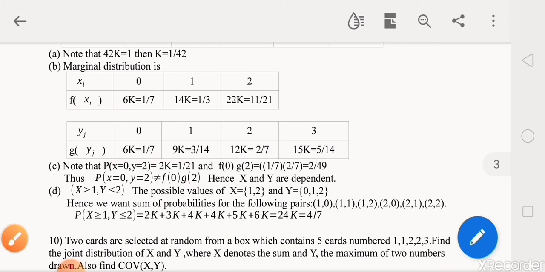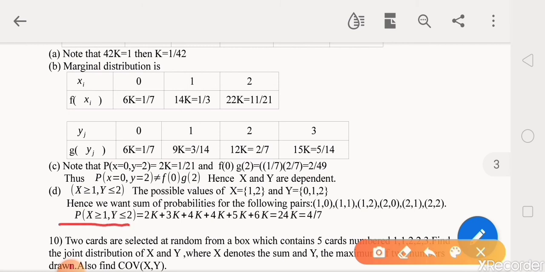Next we want probability where x greater than or equal to 1, y less than or equal to 2. First, we consider all possible x-y pairs. X greater than or equal to 1 in the given range will be 1 and 2. Y less than or equal to 2 in the given range will be 0, 1, 2. So, all possible pairs of x and y will be (1,0), (1,1), (1,2), (2,0), (2,1), (2,2). So, we want probabilities for all these pairs.